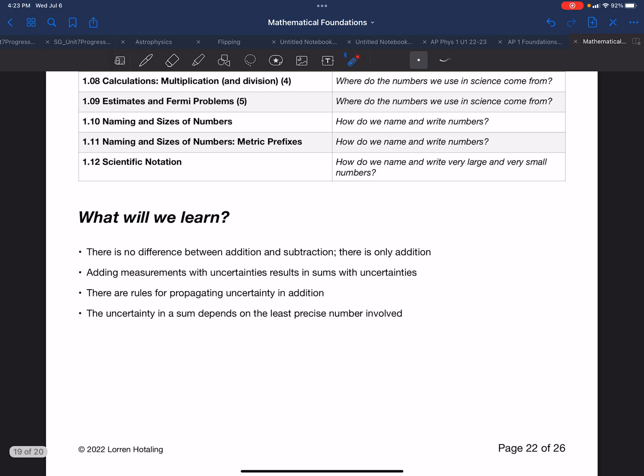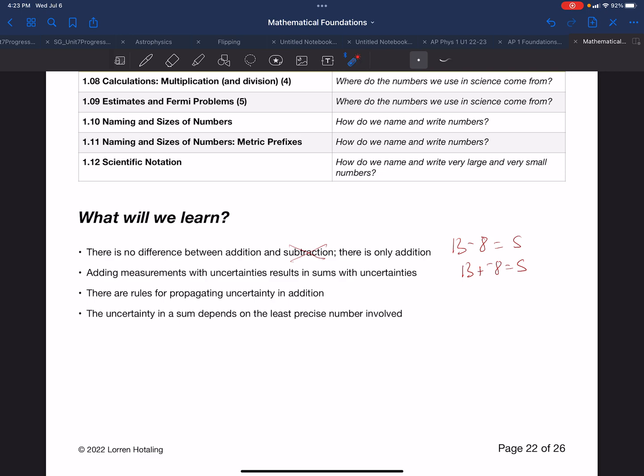So what will we learn? We will learn that there's no difference between addition and subtraction. There's only addition. And by this, we simply mean if we had 13 and we subtract 8, we get 5. But really what that is, is 13 plus a negative 8 equals 5. So there's really no such thing as subtraction. There's only adding a negative. And that can be helpful to us throughout the sciences.